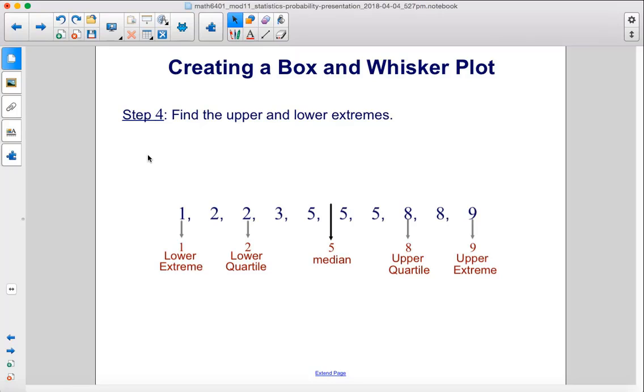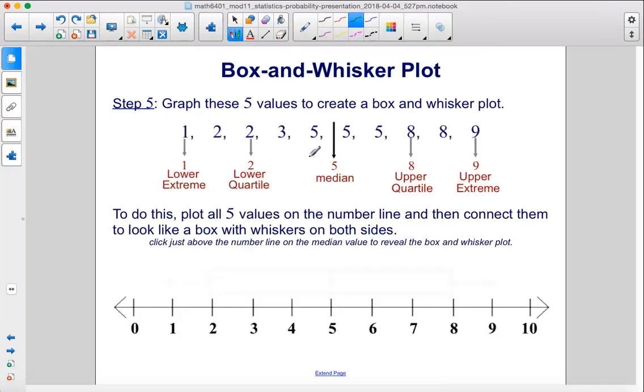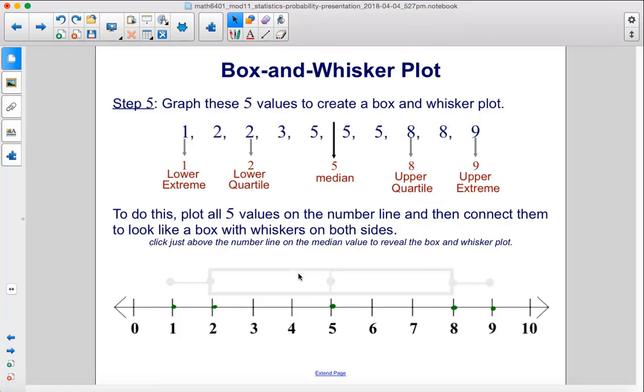Step 4. Find the upper and lower extremes. Well, the lower extreme is the furthest left value, the lowest value, and the upper extreme is the greatest value. So 1 is our lower extreme, and 9 is our upper extreme. Step 5. Graph these 5 values to create a box and whisker plot. To do this, plot all 5 values on the number line and then connect them to look like a box with whiskers on both sides. So our lower extreme is 1, our lower quartile is 2, our median is 5, upper quartile is 8, and our upper extreme is 9. And if you draw the boxes in here, you get our box and whisker plot.